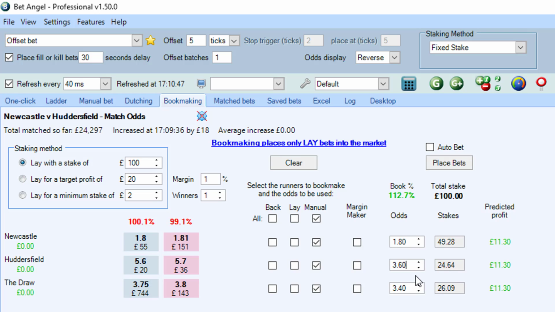So yeah, anyway, there's a practical example of what a book looks like on an exchange and how a bookmaker prices their margin into the market.